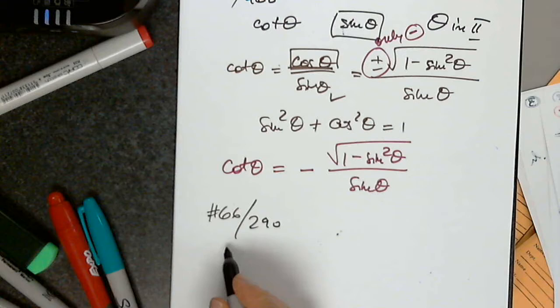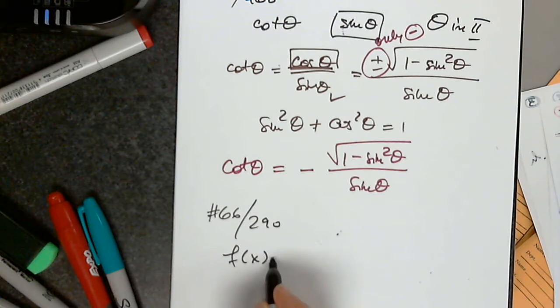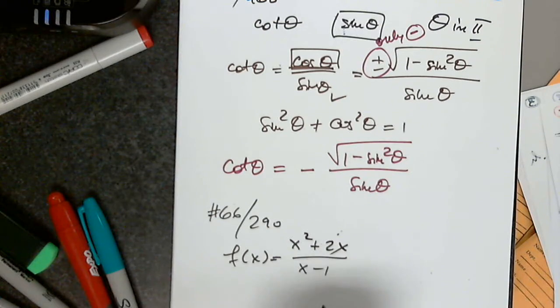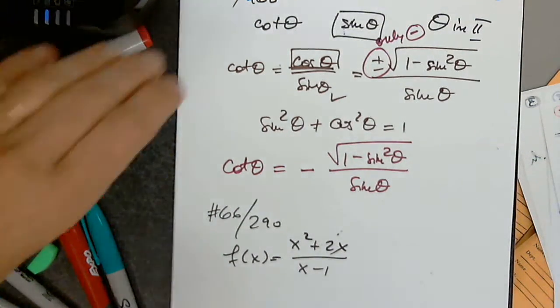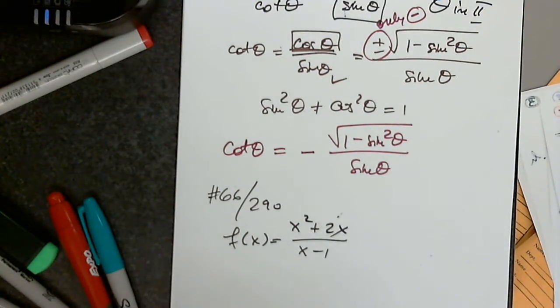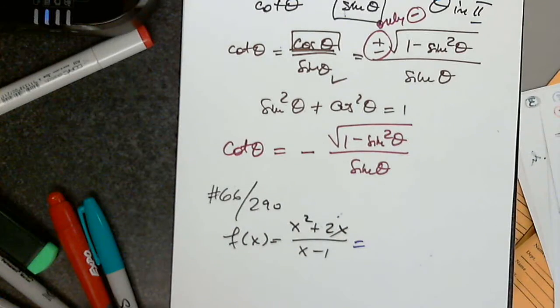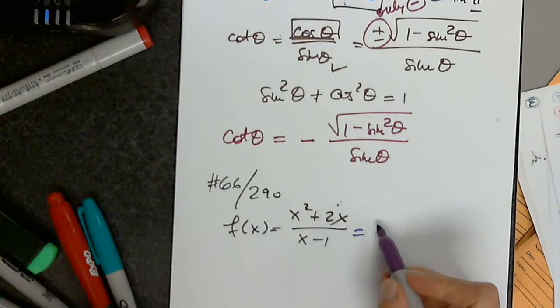So 66. I have f of x equals x squared plus 2x divided by x minus 1. Good. What is the first thing I have to do? The question is asking us to graph. So find what it can't be. The two keywords: domain, yes, also, but the two keywords are factor and simplify. So factor the top. Exactly.